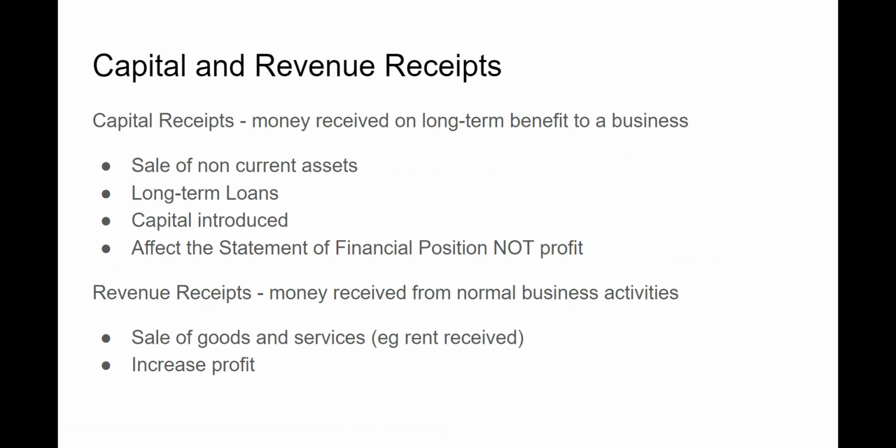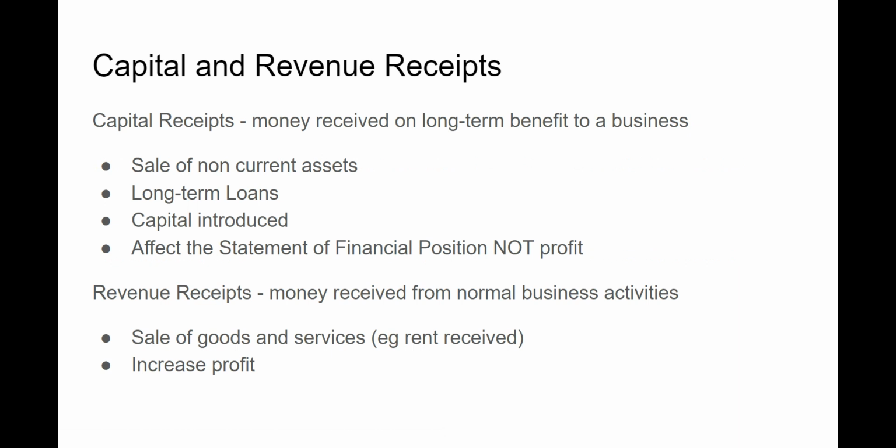not profit. So, for example, if the owner introduced more capital, that would increase the asset of having cash in the business, and it would also increase the amount of capital, both of which would appear in the statement of financial position. Revenue receipts is just the money received from normal business activities.